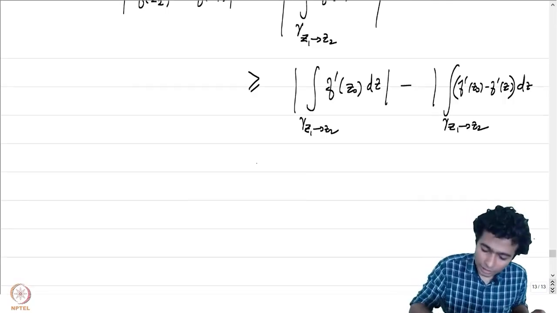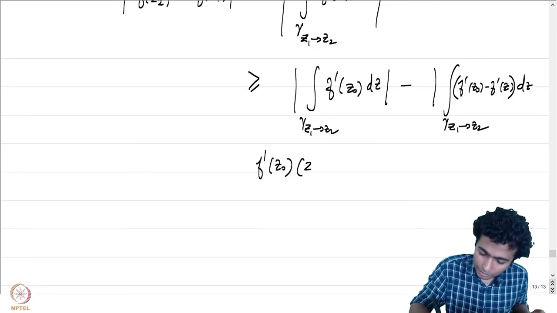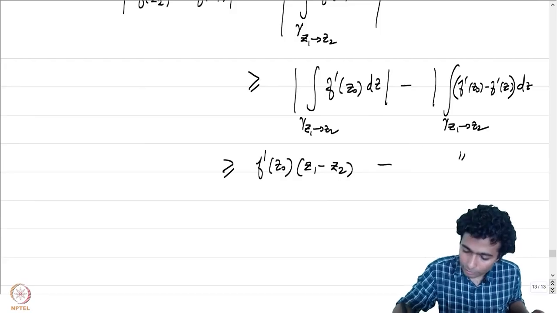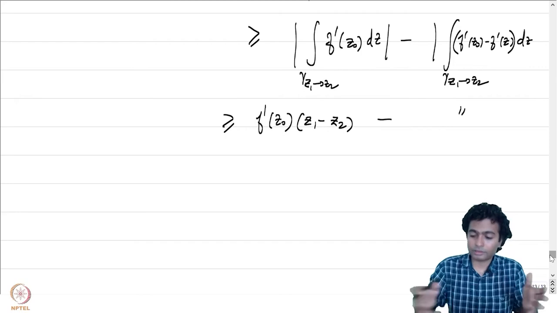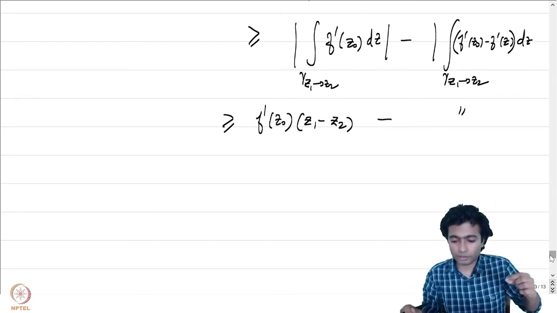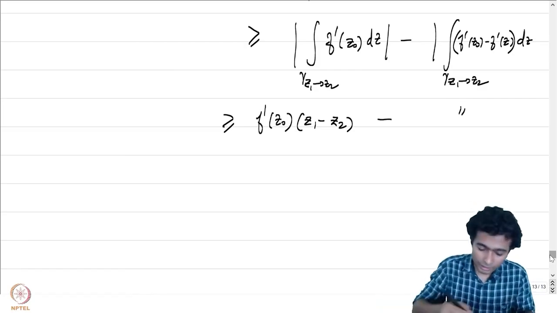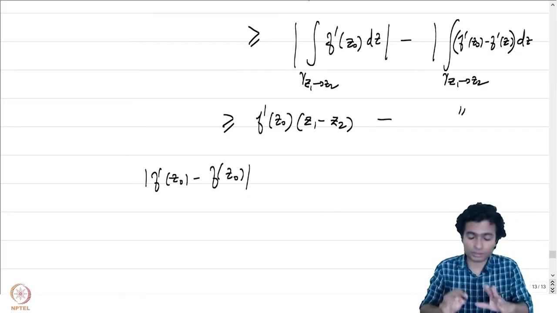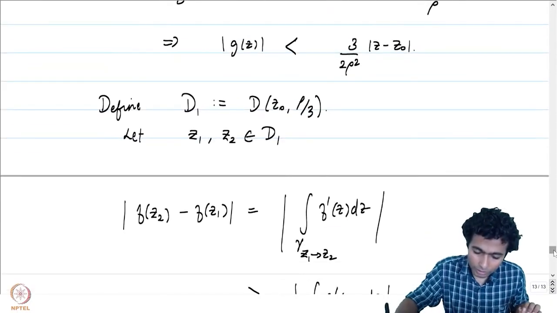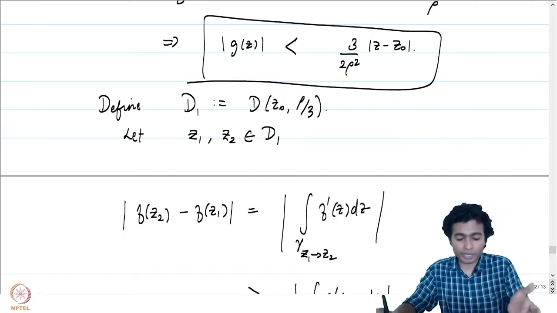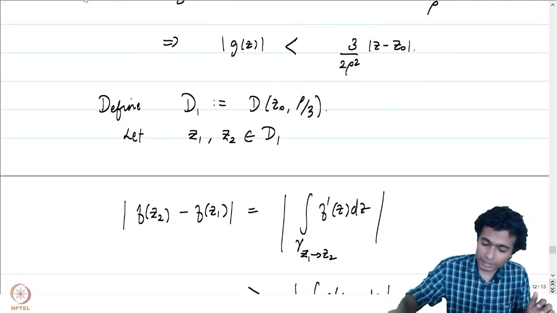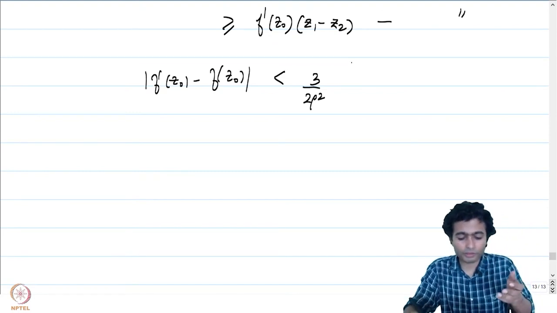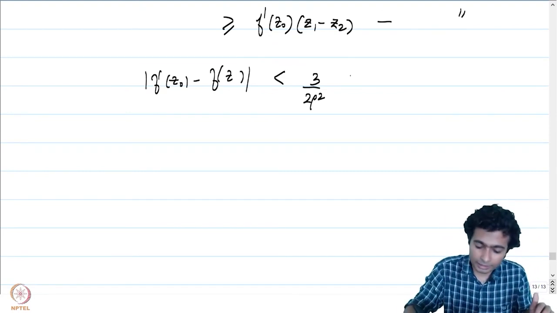The first one is just f prime of z0 times z1 minus z2, minus the absolute value here. Let me just put it this way and let's focus on that absolute value. Since z1 and z2 are in D1, the line segment joining z1 to z2 is also in D1, and therefore, if you look at f prime of z0 minus f prime of z, if you look at this absolute value, by Schwarz's lemma, we just notice that g of z is basically f prime of z minus f prime of z naught, and that is strictly less than 3 by 2 rho square times the absolute value of z naught minus z, and that is less than rho by 3.